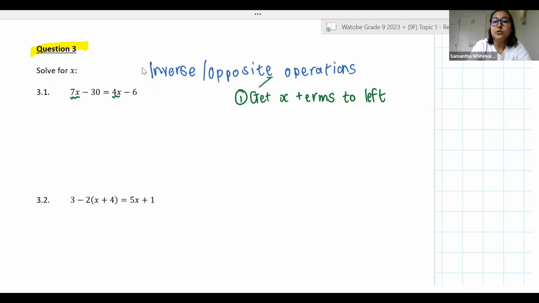Now, in order to do that, this is where those inverse operations come in. So as it currently stands, the 7x is fine where it is. It's on the left-hand side. I'm happy with that. It's the 4x I have a bit of an issue with. So does someone want to tell me, you can either raise your hand or you can put in the chat, how can I move, for lack of a better word, the 4x to the left-hand side? What will I need to do to get 4x to the left?